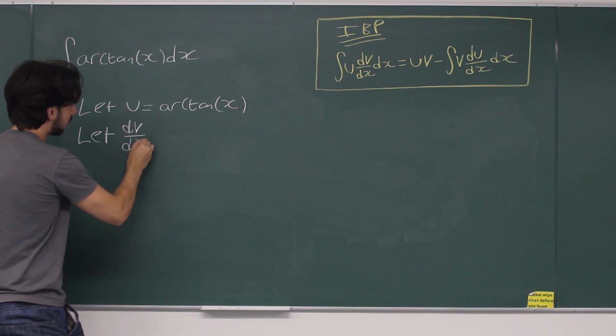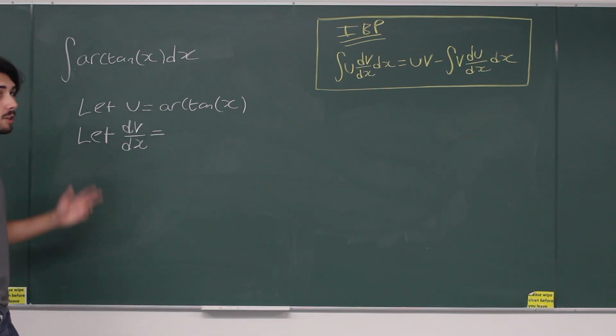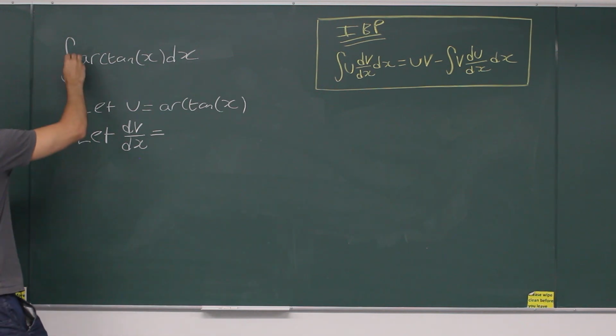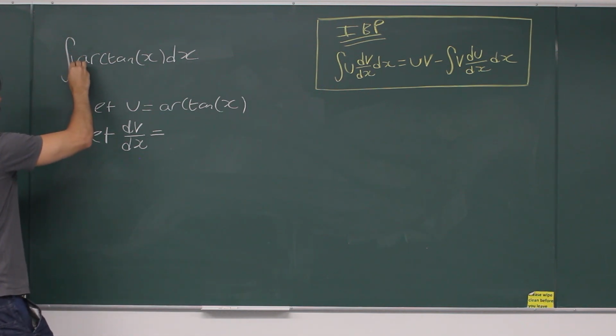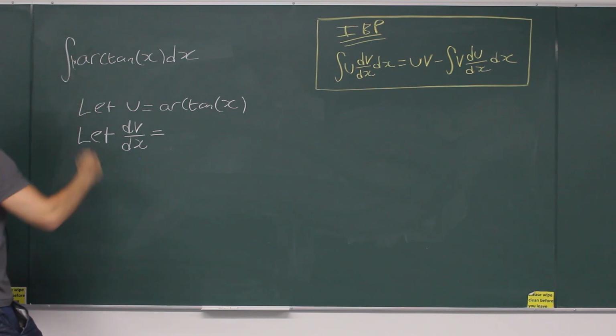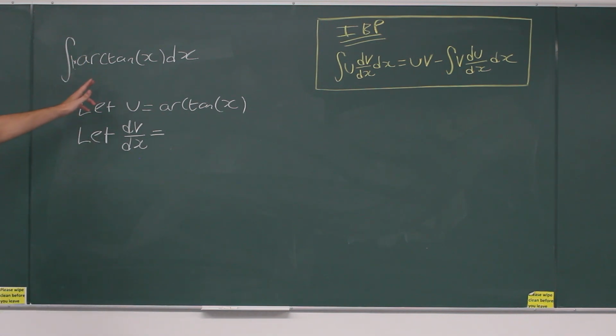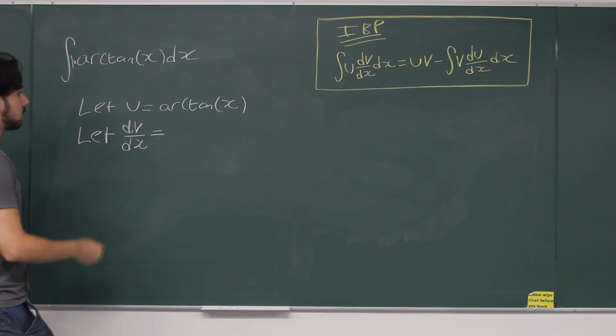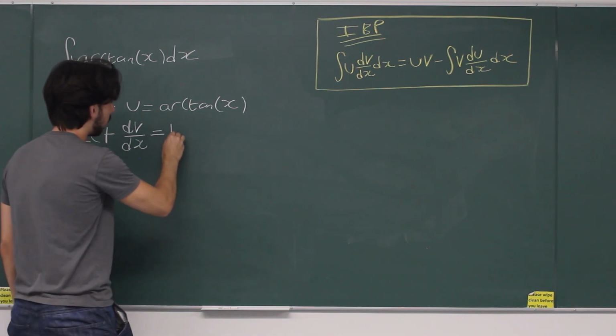Well, dv dx can just be the number 1, because we can pretend, or not necessarily pretend, but just imagine that there is a 1 timesing by the arctan x. So dv dx will just be the number 1.